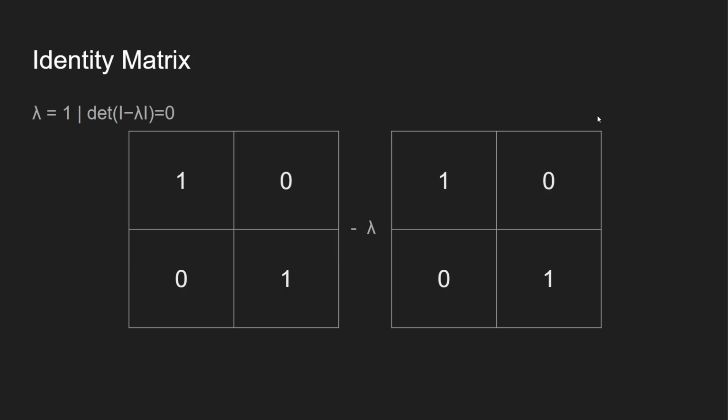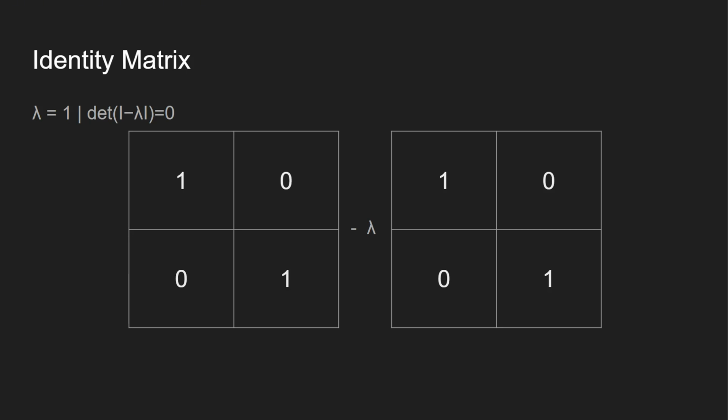All right, so now I wanted to show you guys the eigenvalue side of things, right? So the eigenvalue is going to be equal to 1 in the identity matrix. So I have this formula over here. The determinant of I minus eigenvalue times I is going to be equal to 0. So just to show you the math behind it, right?